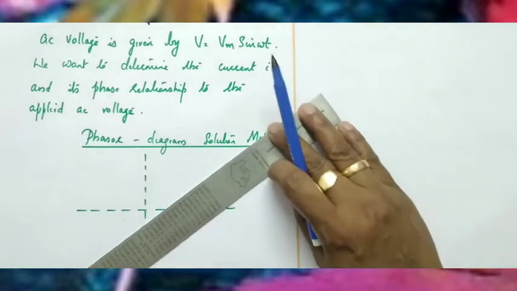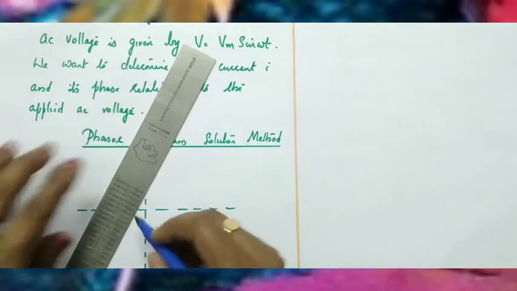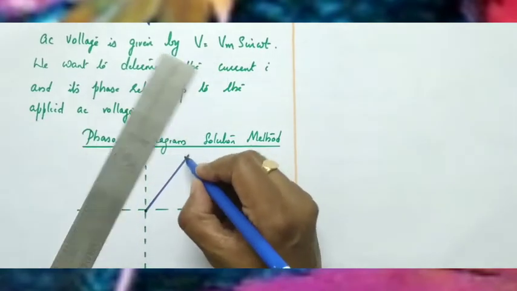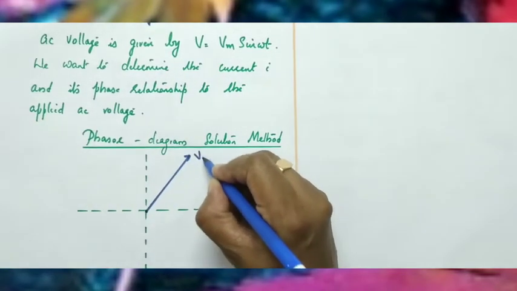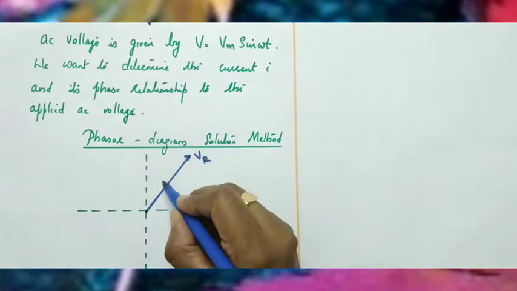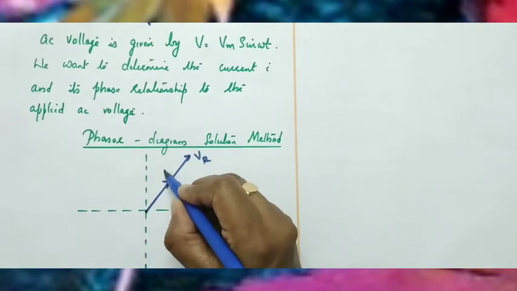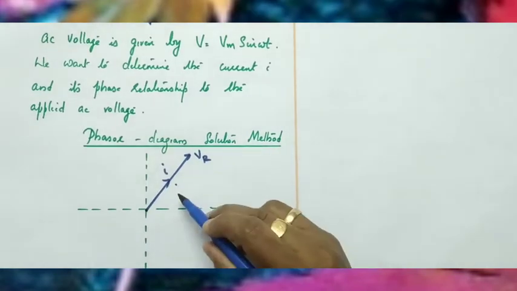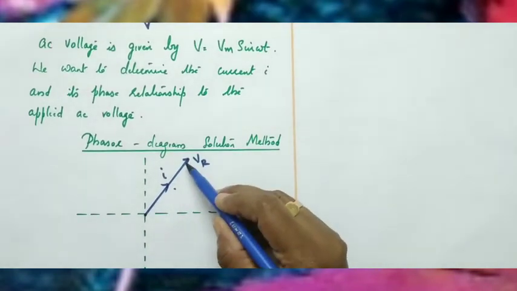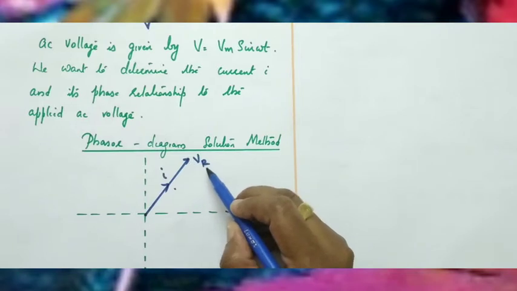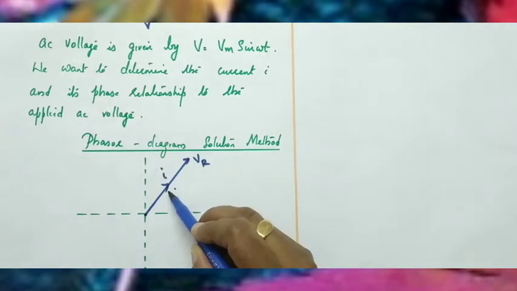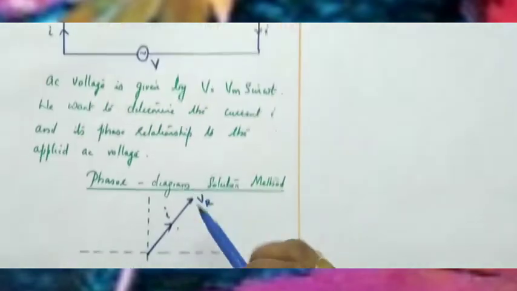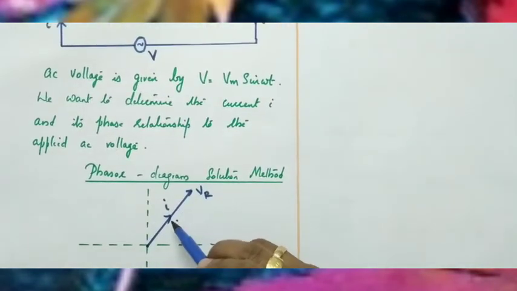First, when it is connected to a resistor, we know that current and voltage are in phase. So, how will you draw the phasor? This represents voltage across the resistor and this is the current. Voltage and current are in phase. Here the current flowing through all the three devices is the same, so this is the phasor representing current.